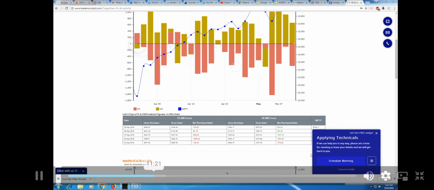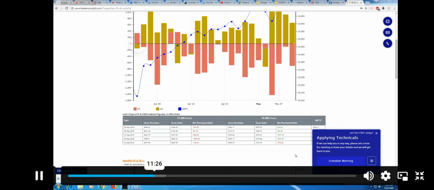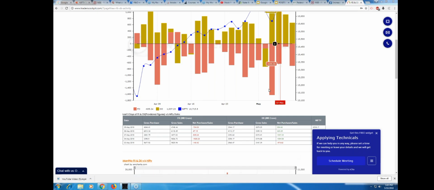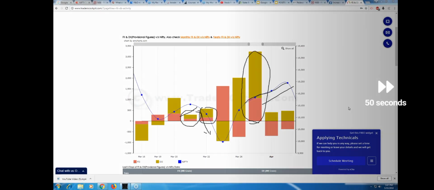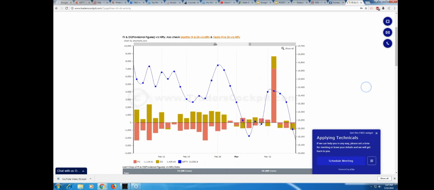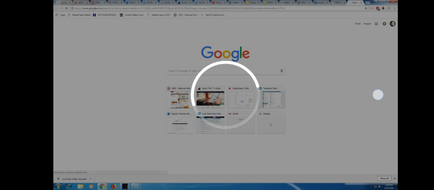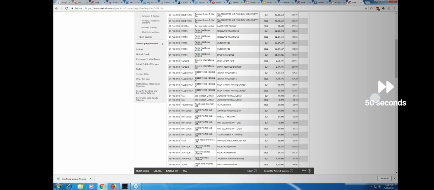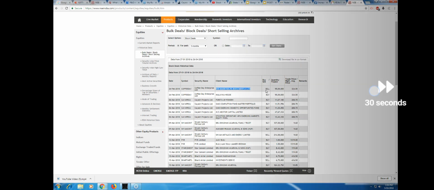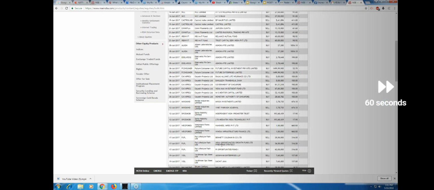When we know that both of them are selling, it means the market is going to be down. When both of them are buying, it means the market is planning to go up. So this is how you interpret it. On the next day, if both of them sell, Nifty will go down. But there are others over here, these are all FII holdings.